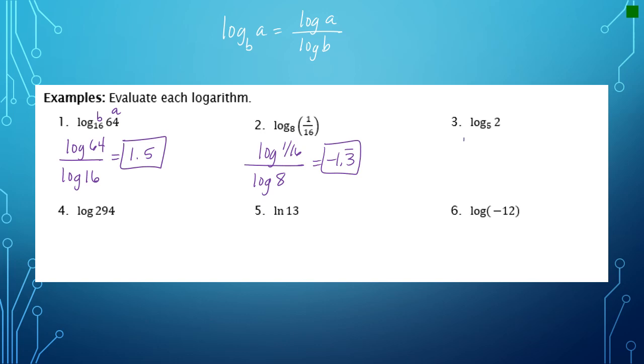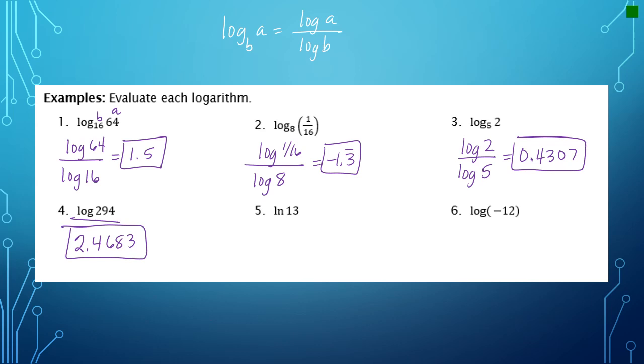For number 3, log of 2 over log of 5. And remember that these logs all have base 10. These are common logs that we're using. It's going to give you a decimal. I'm just going to write down the first 4 decimal places. Okay, number 4. This one, you don't have to use change of base because the base is already 10. So this one, you just type into your calculator exactly how you see it, and it's going to give you 2.4683.